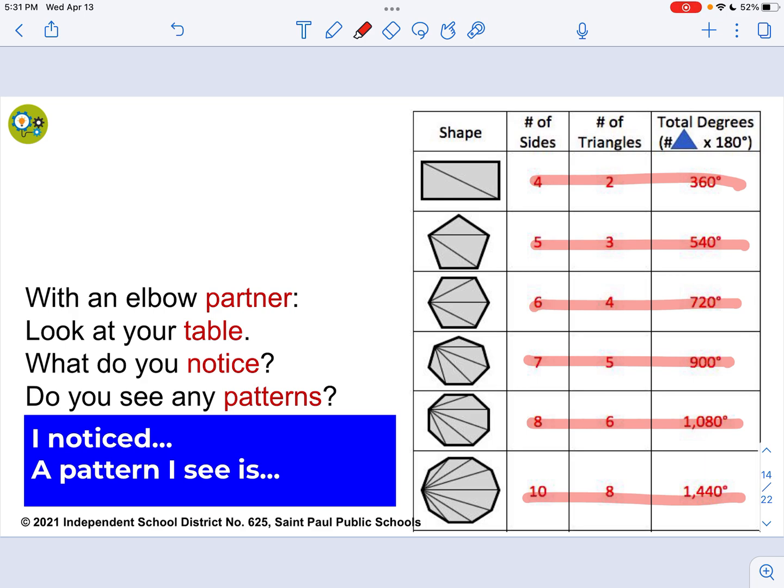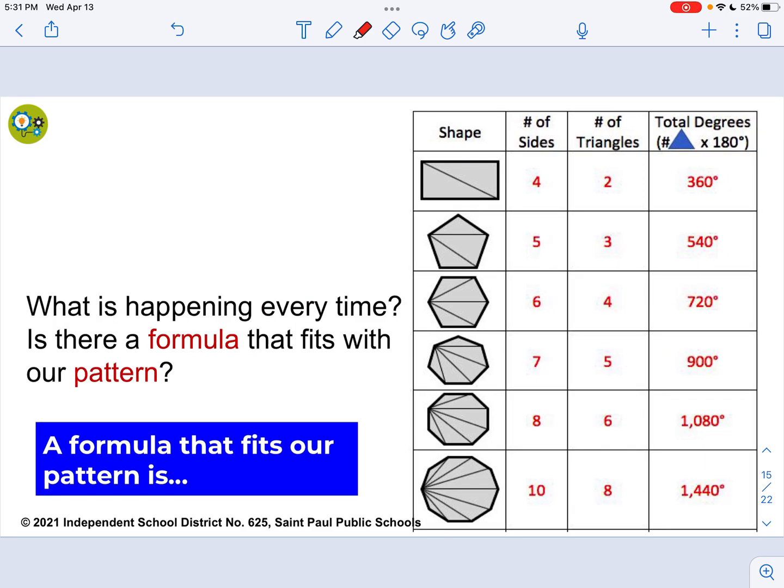I'm not in the room, so I don't know what you said, but I'm wondering if you see something happening every single time. Every single time, we're taking the shapes and we're making them be triangles. That's a really big key idea. Absolutely it is, right? But there's a special relationship happening between these two columns.